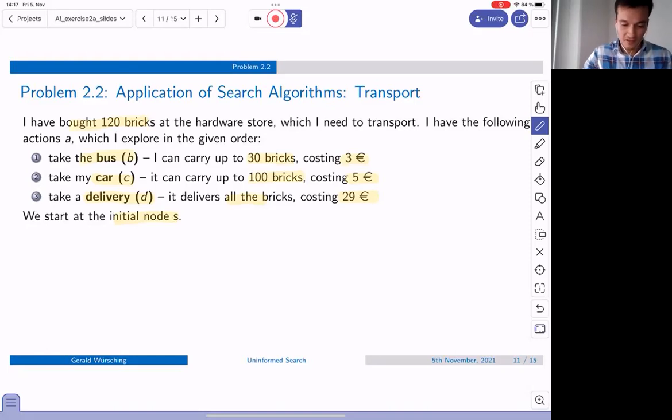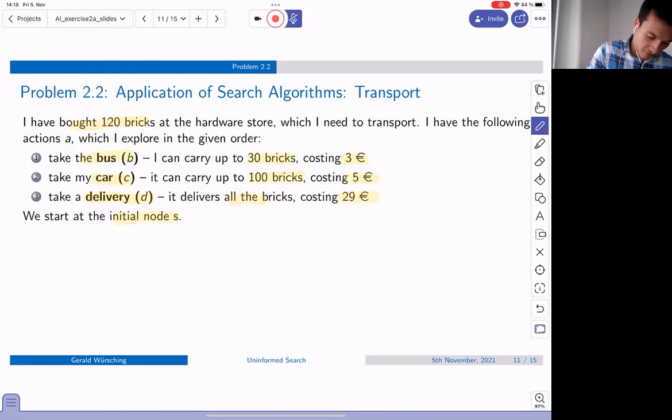Why? Because in this case, the actions that we have, so taking the bus, car, and delivery, they're not reversible. So they're basically one-way actions. And what this basically means is that once you've taken the bus and transported 30 bricks in this exercise, you can't untransport 30 bricks. So this action is not reversible. Like, for example, in other problems, like the Romania map problem, it is reversible. So this means that we can't have any loops in our problem. And in this case, it's good to apply a tree search algorithm.